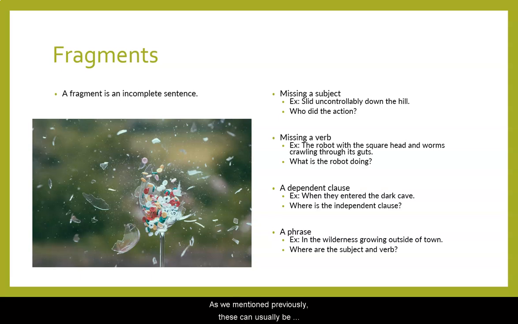As we mentioned previously, these can usually be identified by the use of relative pronouns and subordinating conjunctions. These contain a subject and a verb, but they cannot stand on their own without an independent clause. The final type of fragment is a phrase. These can act as nouns, verbs, adjectives, and adverbs in the sentence, but they cannot stand on their own. They must be included as part of an independent clause.